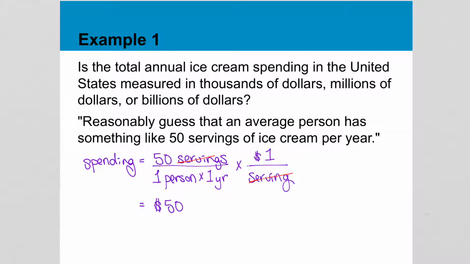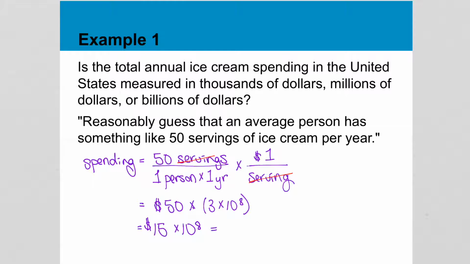Okay, now how many people are in the United States? We're going to say about 300 million. That is 3 times 10 to the 8th. So we get that we spend about 15 times 10 to the 8th dollars per year on ice cream.